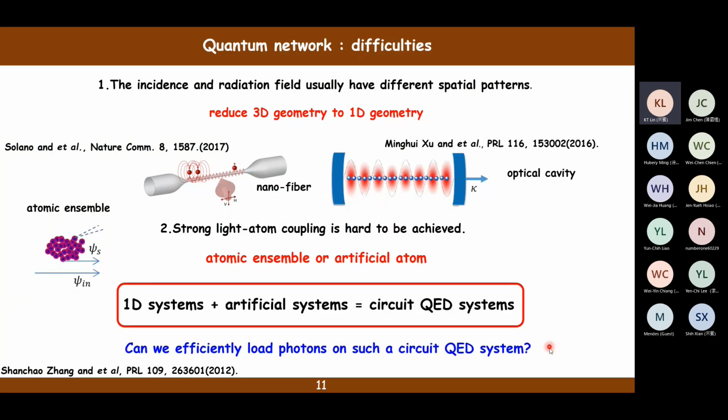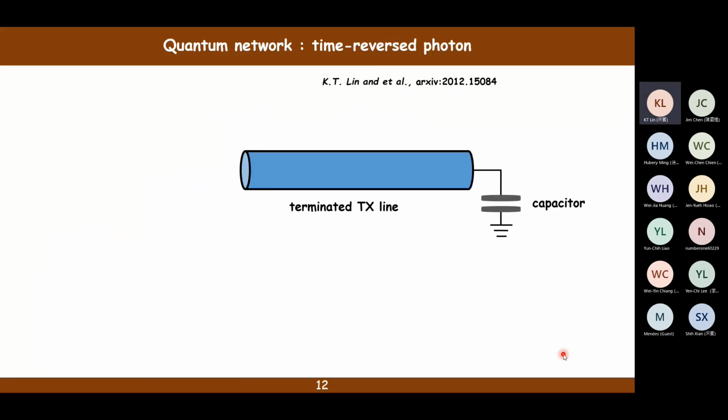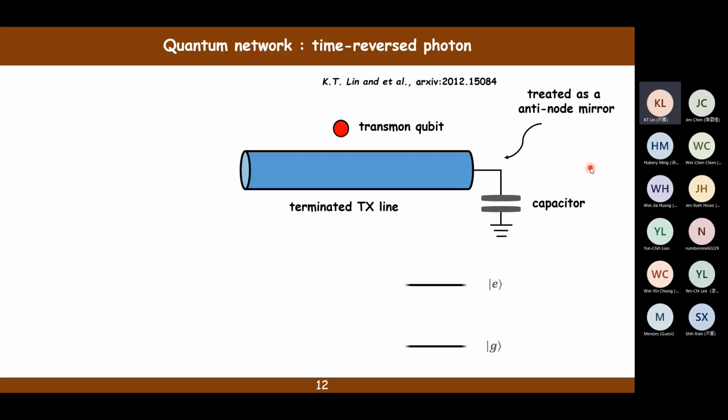So our starting question is, can we efficiently load a photon on such systems? To answer this, now we have a terminated transmission line, with one end that can be treated as an anti-node mirror, and also coupled to transmon qubits. So we are trying to study how to efficiently load a single photon on such a qubit. There's a method called the time-reversed photon. I will show you the idea first.